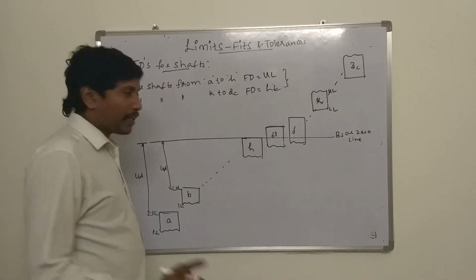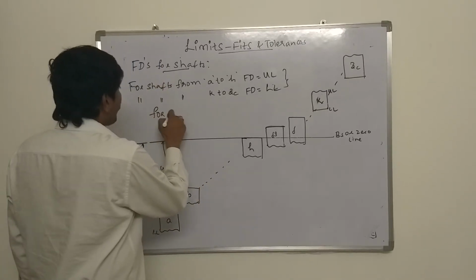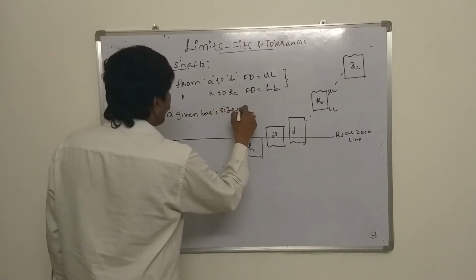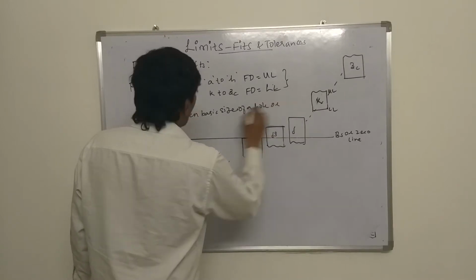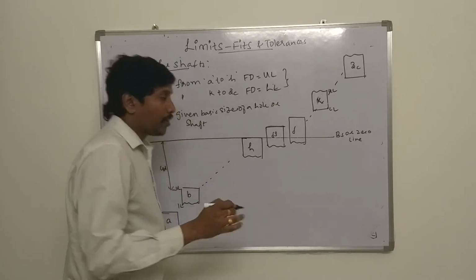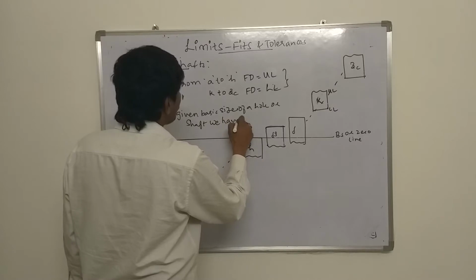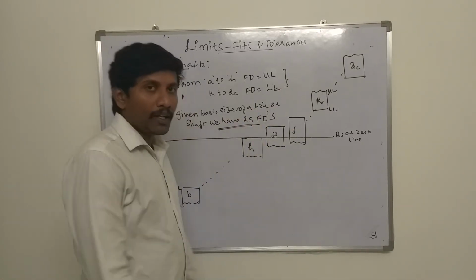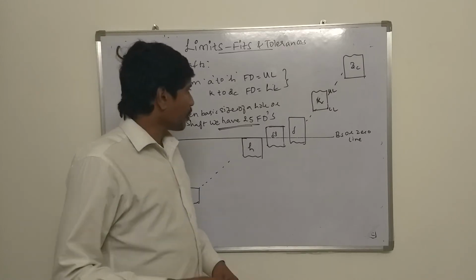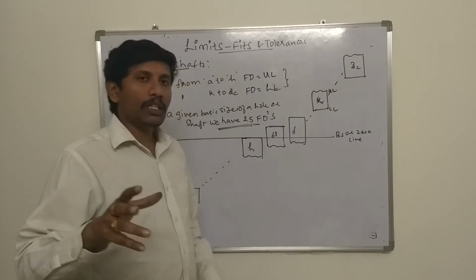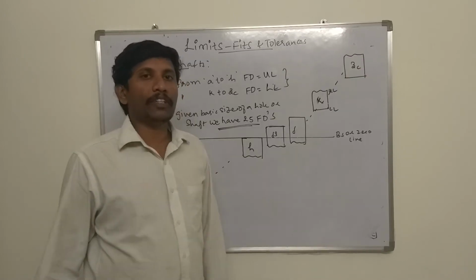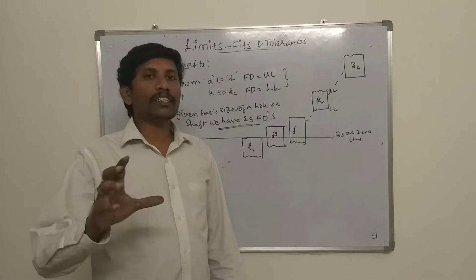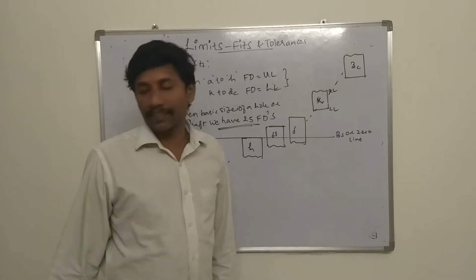I want to say one important point. For a given basic size of a hole or shaft, we have 25 fundamental deviations. Having understood the concept of fundamental deviations, now we will discuss tolerance grades, the international tolerance grades, that is, IT grades.